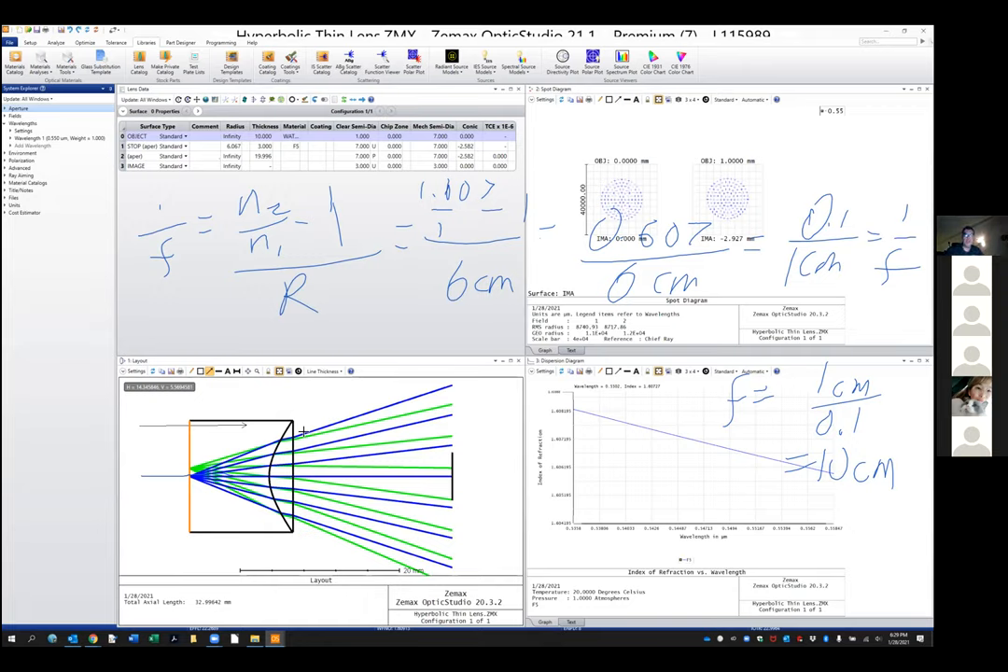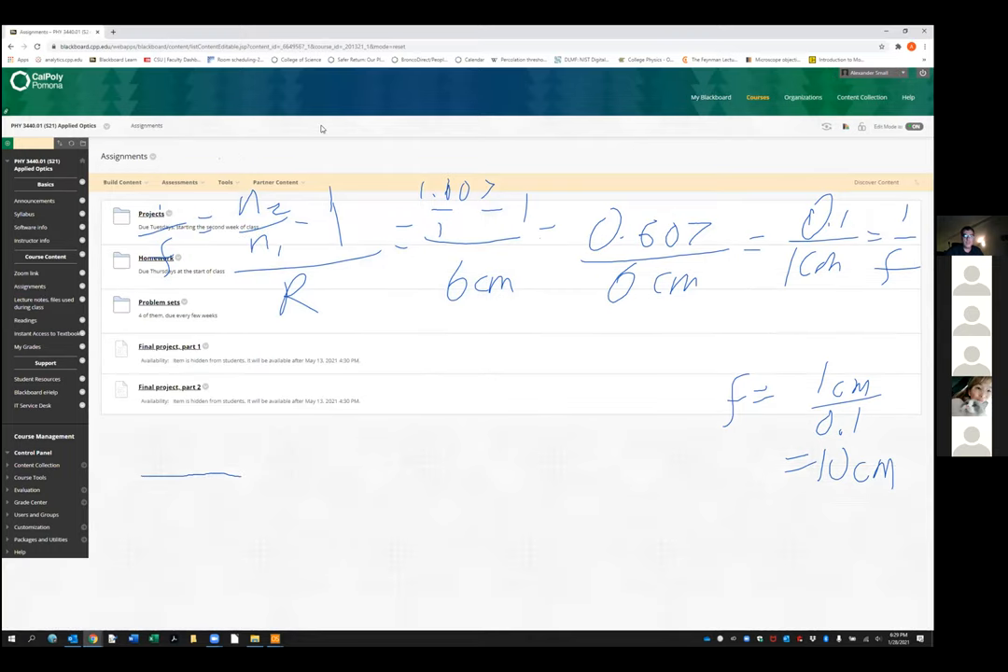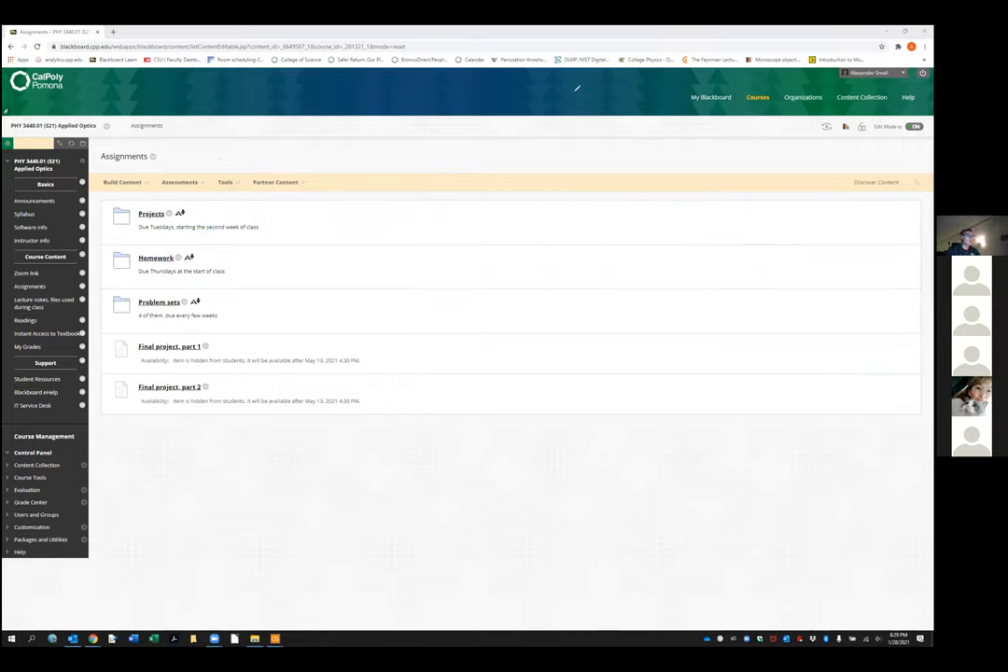But for now, I want you to go into the assignment that's due on Tuesday, which you hopefully looked at between last Tuesday and today, and make use of the ZMAX file, first day flat surface, because that's going to have everything that you need. That's the file that you should be working from.